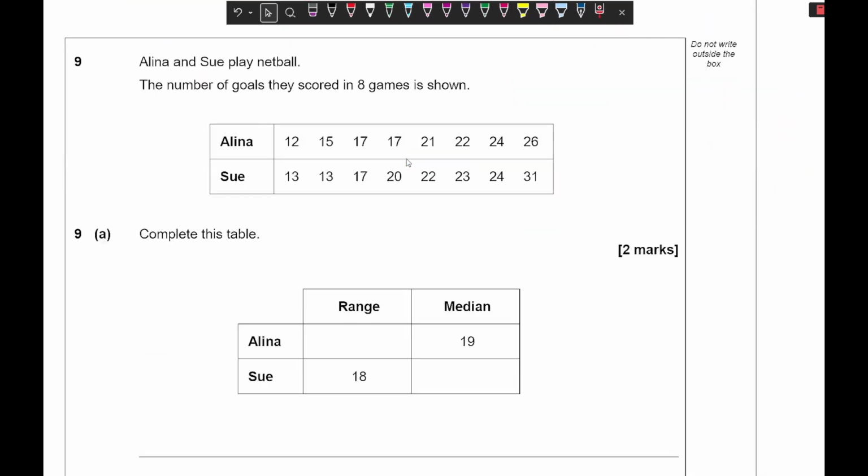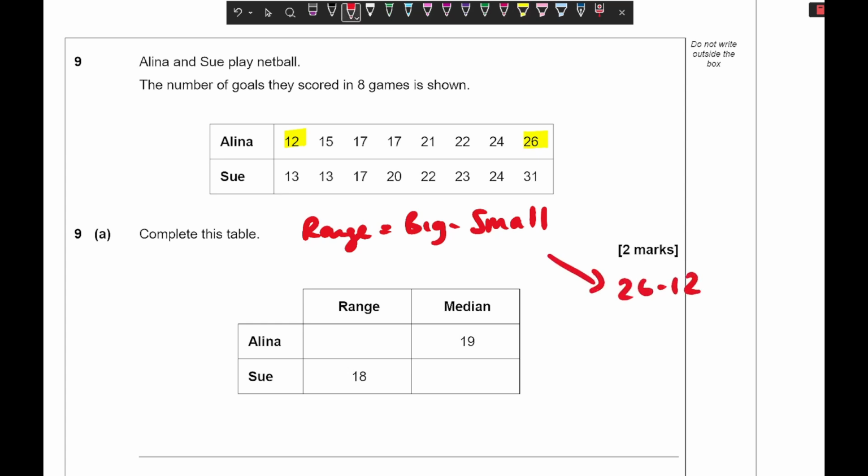Moving on to question 9, it says Alina and Sue play netball. The number of goals they score in 8 games are shown below, and the question for A is asking us to complete the table. So in terms of Alina, to work out the range, it's the biggest number minus the smallest, in which for Alina the smallest number is 12 and the largest number is 26. So all I then need to do is 26 minus 12, which gives me an answer of 14.